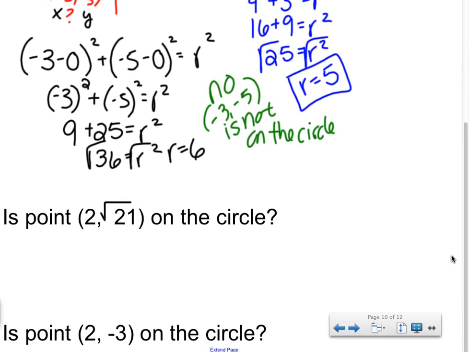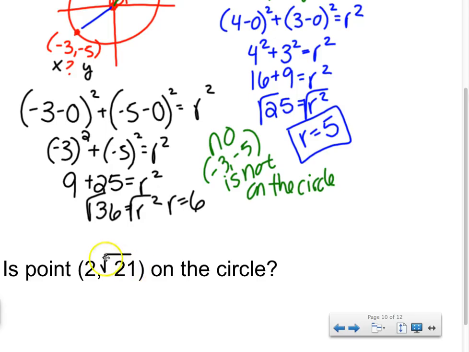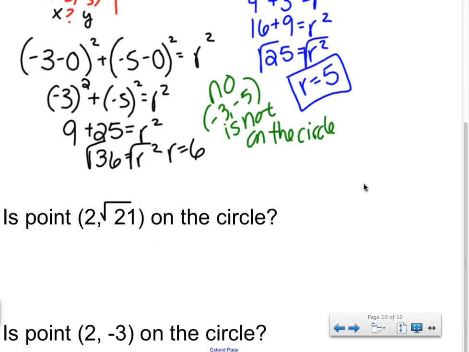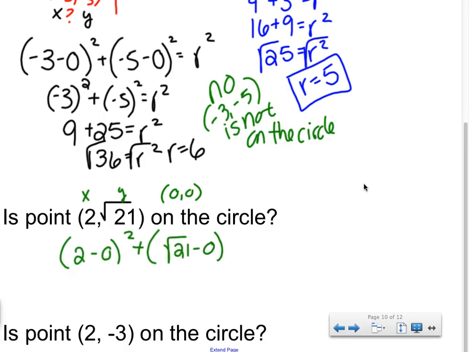So is (2, square root of 21) on the circle, and is (2, -3) on the circle? Same thing, I need to plug these values into the equation and solve for r, and make sure I get a 5. So let's make this my new x value and this my new y value, and solve for the radius. I know the center is still at (0, 0). So I'd have (2 minus 0) squared plus (square root of 21 minus 0) squared equals r squared. So let's solve for r and make sure I get a 5.